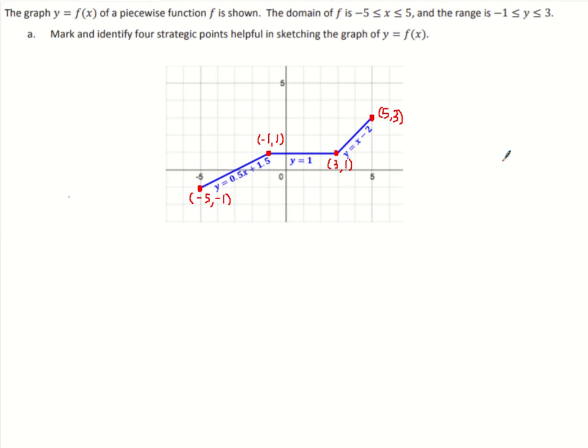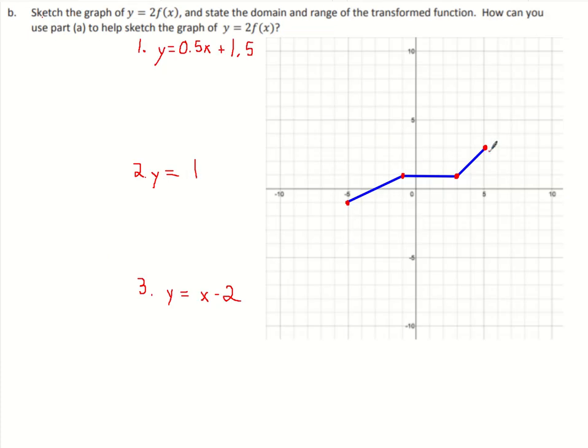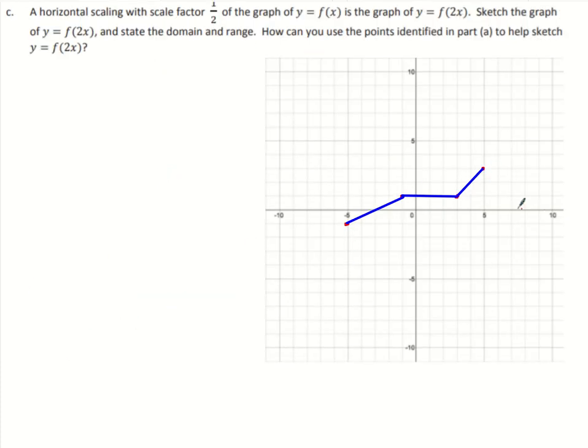At the end of yesterday's class, we looked at this graph of y equals f of x. It's a piecewise function, and we identified the 4 strategic points that were helpful in sketching this graph. In fact, they were so helpful that I could super easily sketch the graph here and here without any trouble whatsoever. I just had to plot the points and then connect them.